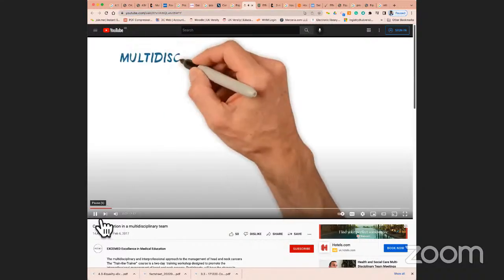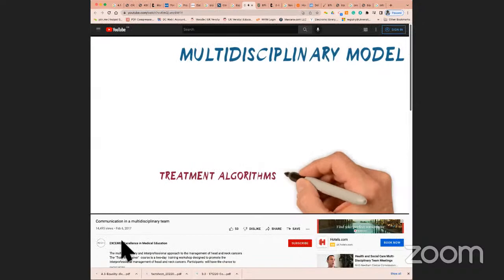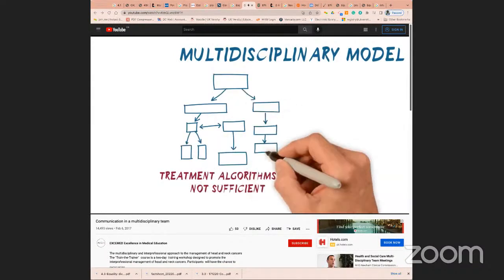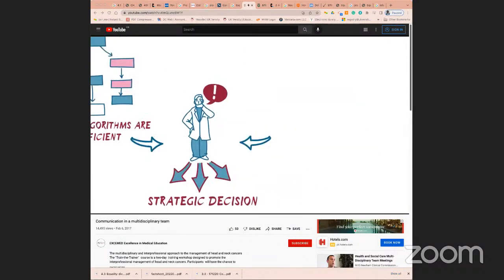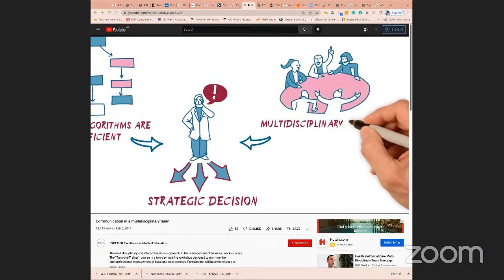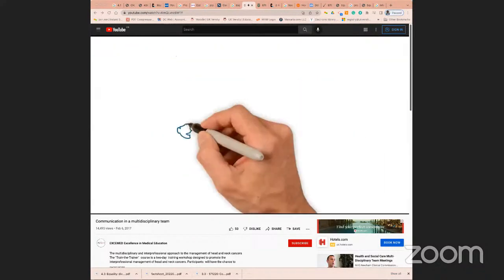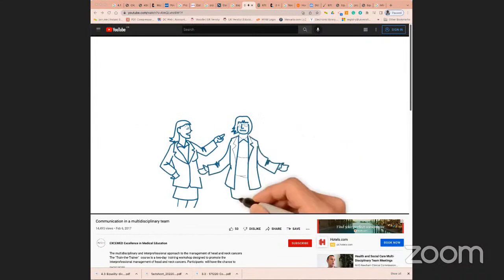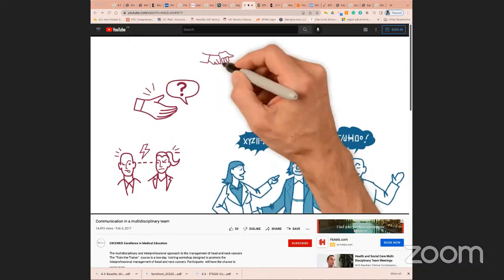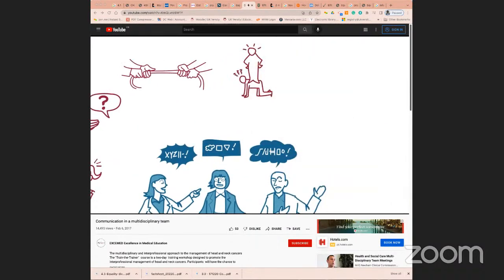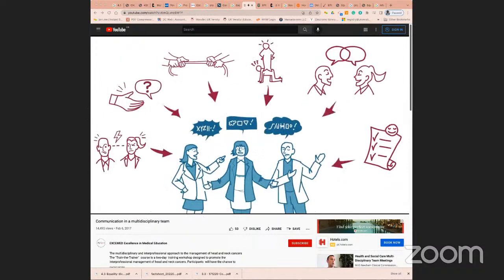The multidisciplinary model has clear added value in cancer care because treatment algorithms are not always sufficient and often do not yield absolute recommendations. Strategic decisions, especially at initial diagnosis when the treatment plan is defined, should always be taken after a multidisciplinary discussion. Communication and interpersonal relations are main challenges to effective collaboration in a multidisciplinary team. Diverse personalities, lack of trust, competition, passivity of some team members, as well as not having communication codes or behavioral standards are some of the issues we face.